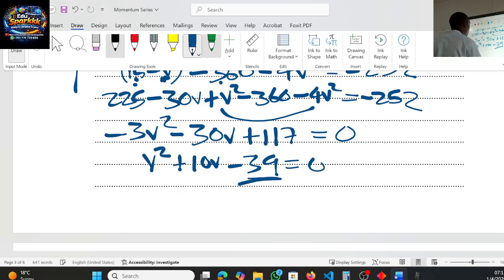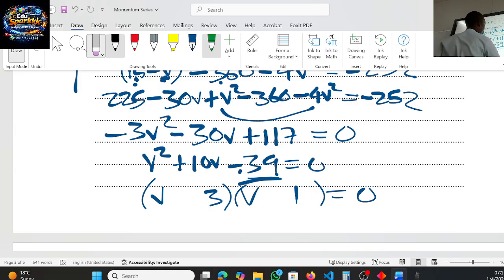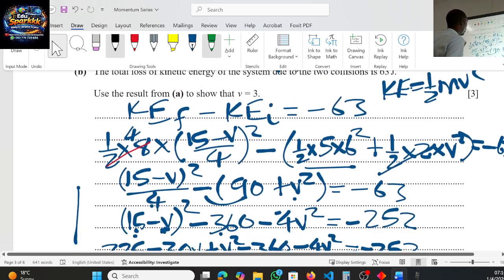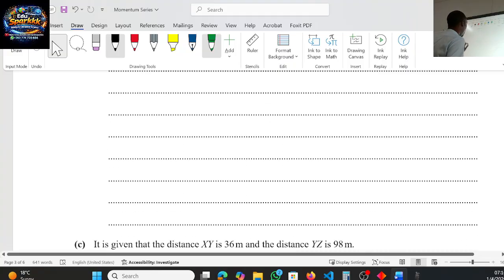So factors of 39, we have got 3 and 13, but remember this is negative and the central part is positive. So we are going to have it this way, where we have v, 1 is 13, the other one is 3. And then we want the sum to give us 10 when 1 is negative. So it means negative goes to the smaller one. So in essence, this is denied because the object is not changing direction. So our v is actually 3 meters per second. And so that's what we're required to show. So we've shown that our speed v is 3 meters per second.